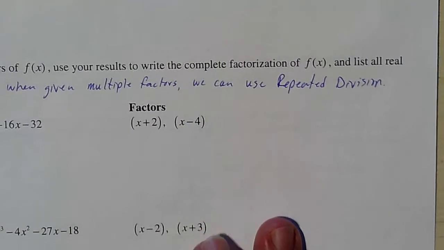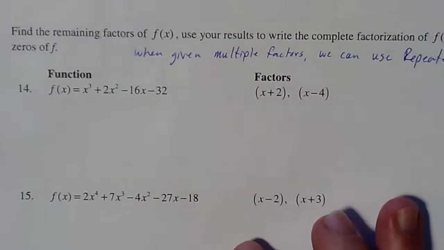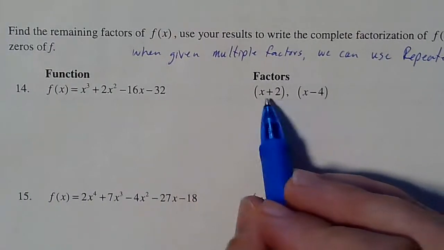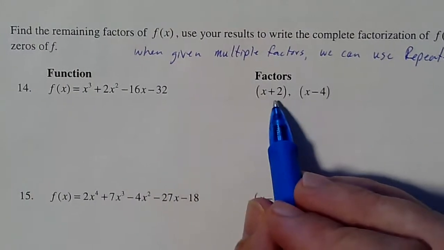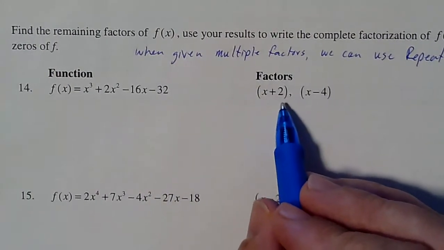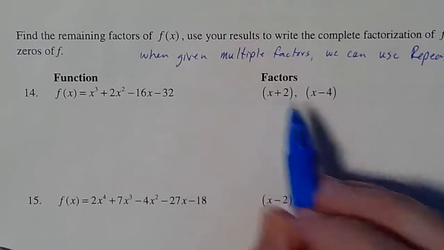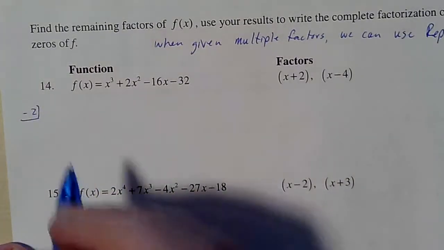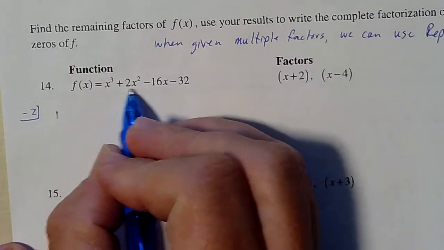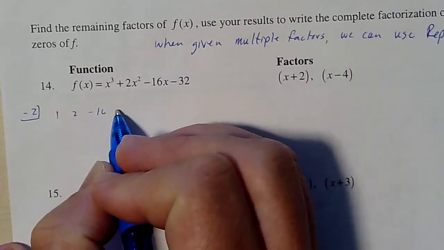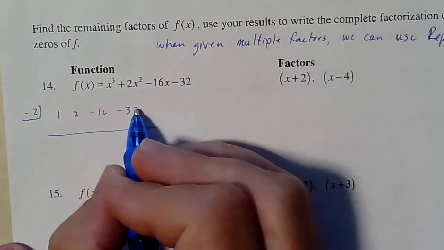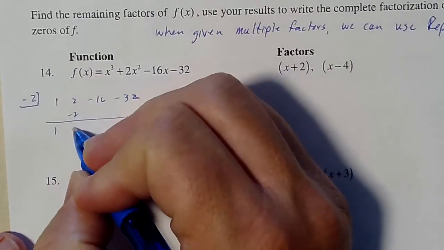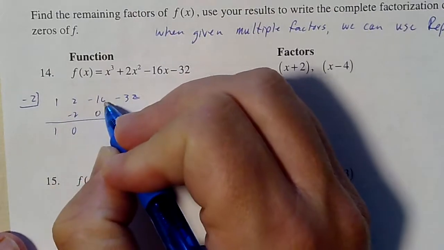All right, so to get this one going, we're going to start off the same way with the steps at the top. Divide the function. Step 1. It actually doesn't matter which one you want to use. I could use k value of 4 or k value of negative 2. I'm just going to start with the one that they gave us first. So if I'm going to divide this by x plus 2, then negative 2 is my zero. 1, 2, negative 16, negative 32. Add, multiply. Add, multiply. Keep going.